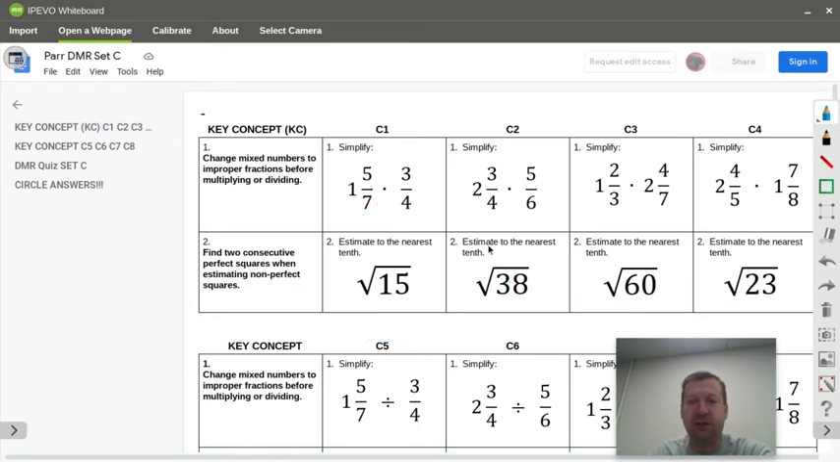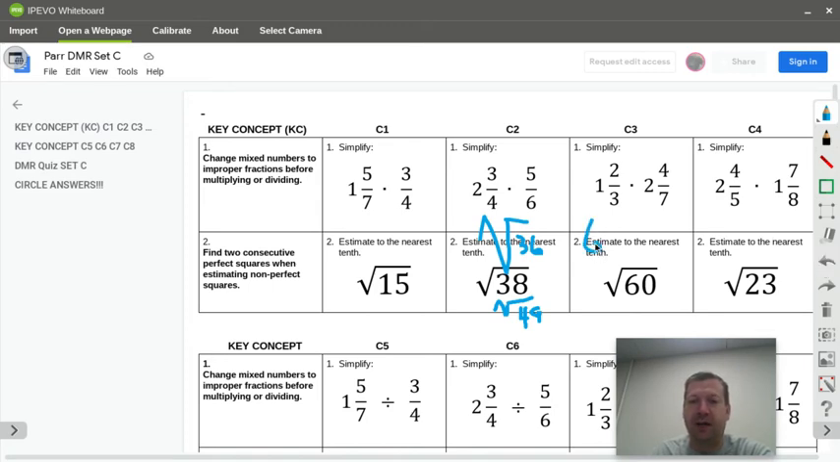Let's jump over to this one. I know that this is between the square root of 36 and the square root of 49. 36 and 49 are perfect squares again. And the square root of 36 is 6. The square root of 49 is 7. So I know that my answer is going to be between 7 and 8. Or sorry, that's not correct. Between 6 and 7.